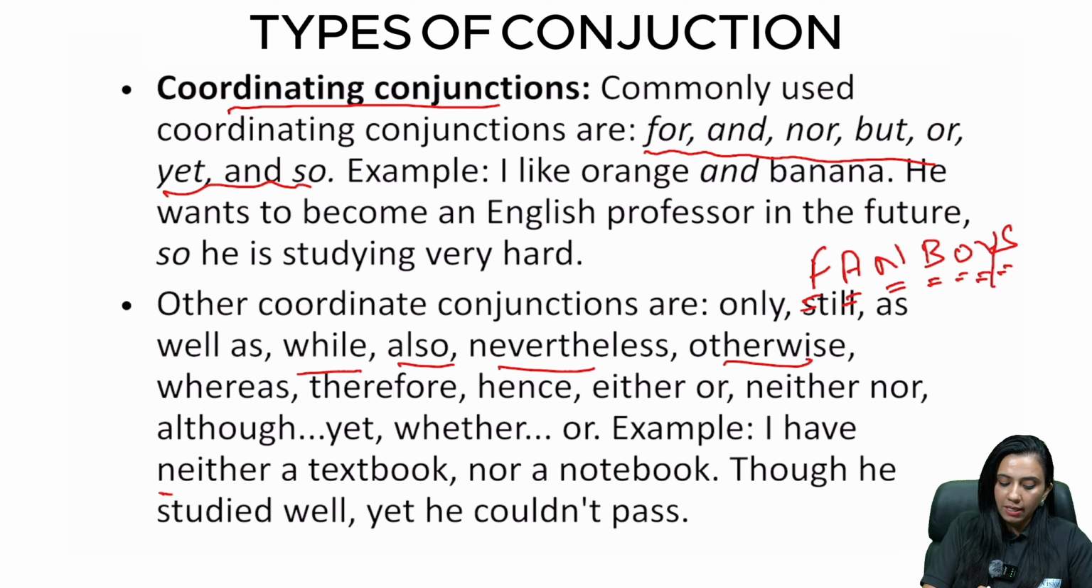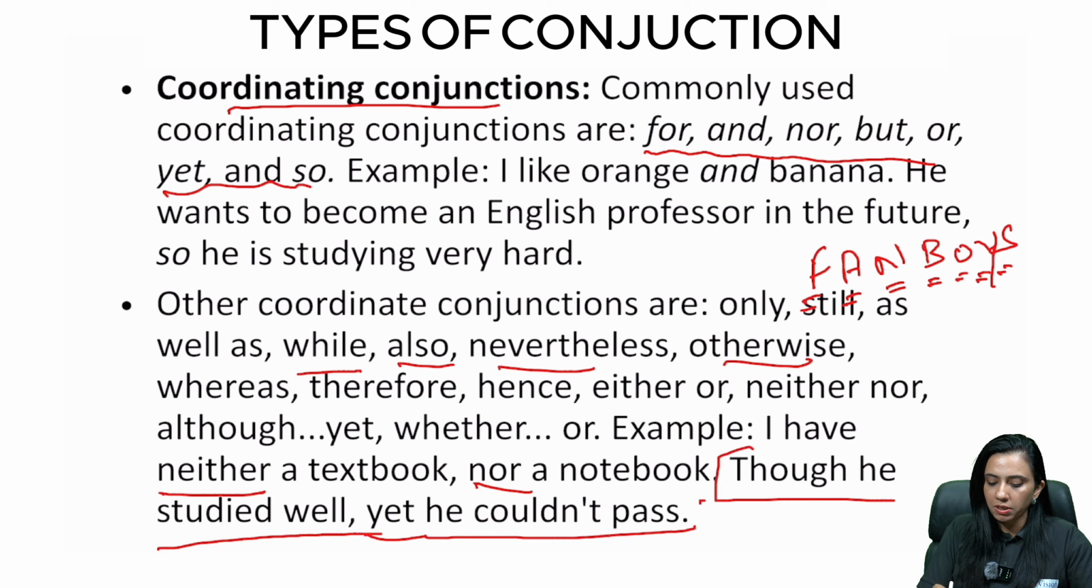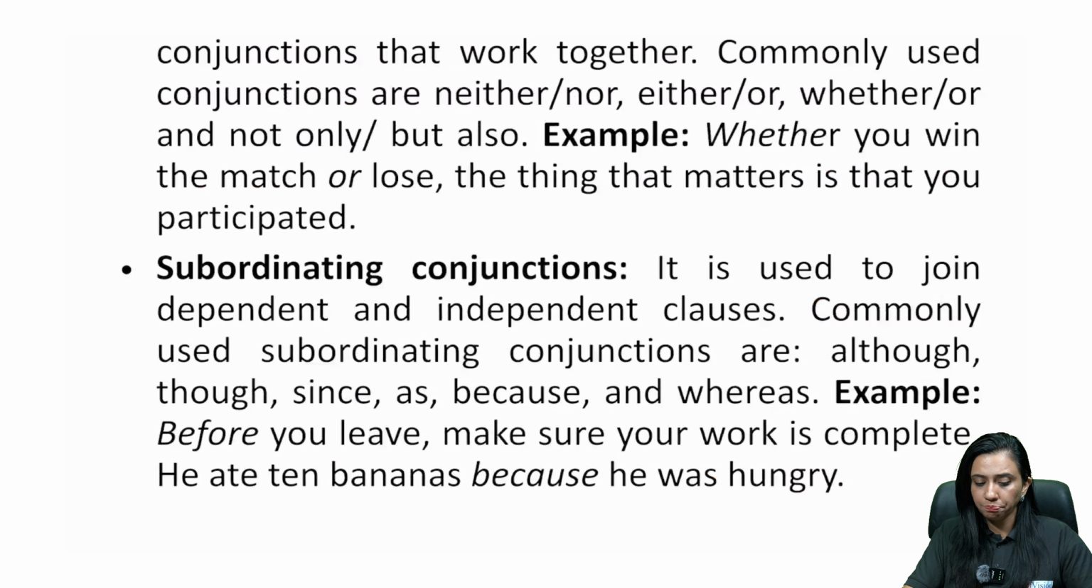I have neither a textbook nor a notebook. If I'm saying I do not have a textbook, I do not have a notebook, this is not a very good way of saying the sentences. So with the conjunction, we can make it beautiful: I have neither a textbook nor a notebook. Another example: though he studied well, yet he couldn't pass. So though and yet, these are the conjunctions. Another type of conjunction we can say is whether or. So whether you win the match or lose, the thing that matters is that you participated. So this is making your sentence look beautiful with the help of the conjunctions.